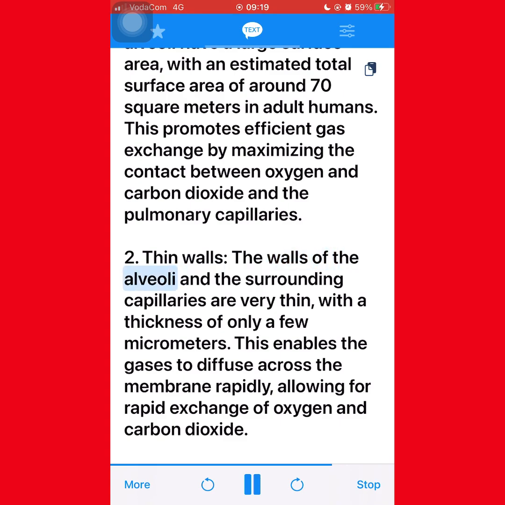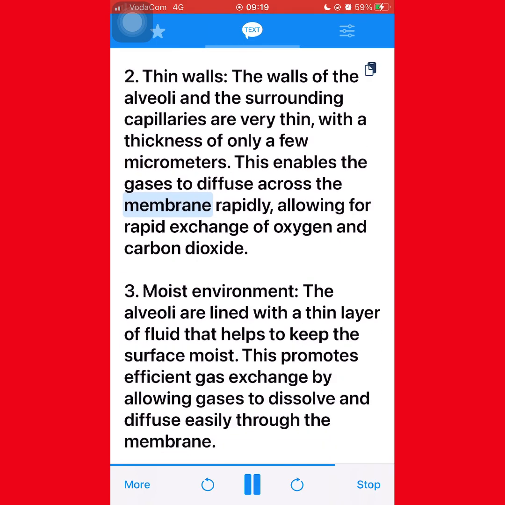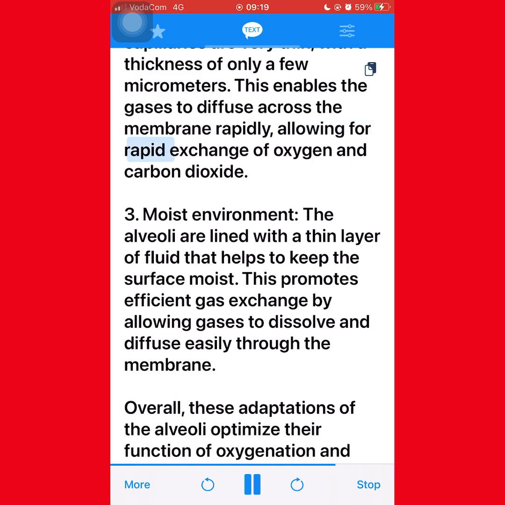2. Thin walls. The walls of the alveoli and the surrounding capillaries are very thin, with a thickness of only a few micrometers. This enables the gases to diffuse across the membrane rapidly, allowing for rapid exchange of oxygen and carbon dioxide.